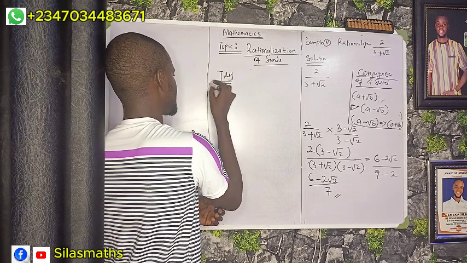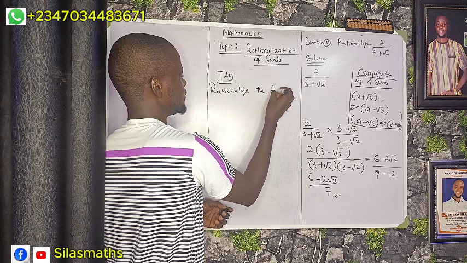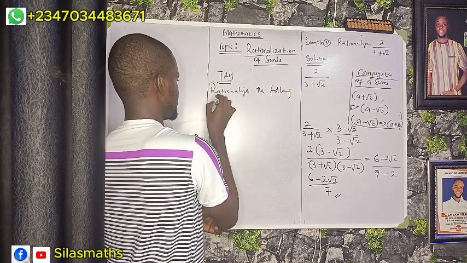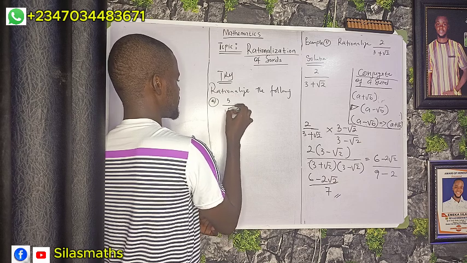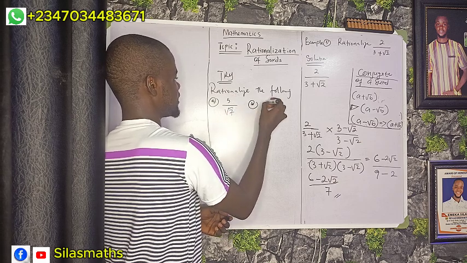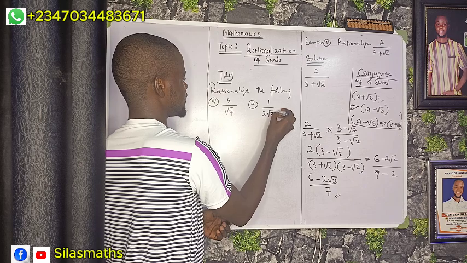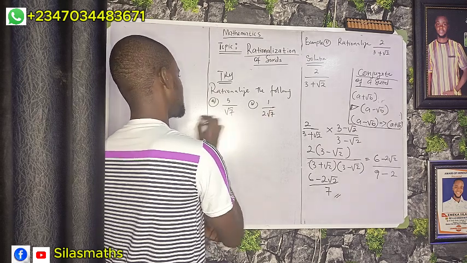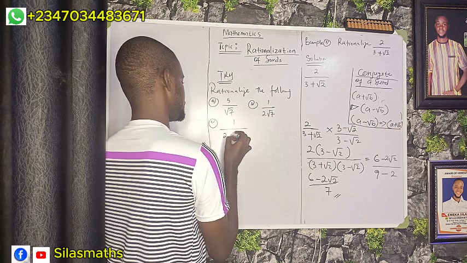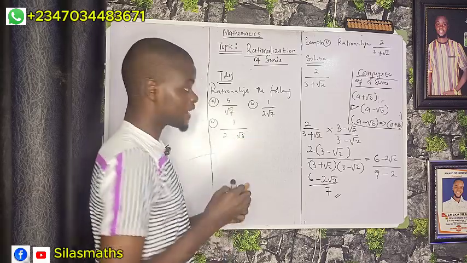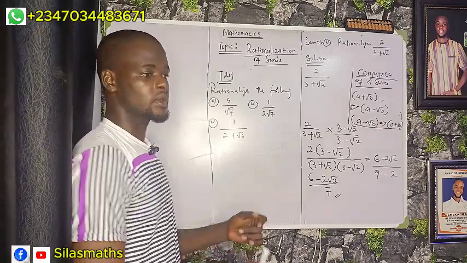I have these. It says rationalize the following. A, I have 5 over root 7. B, I have 1 over root 2 plus root 7. Then I have C. Let me give you a simpler one. This over 2 plus root 3. Just try these simple problems. Consider this and then do this. In our next class, we'll consider more problems.